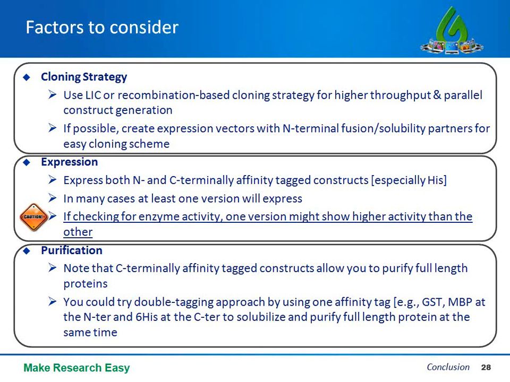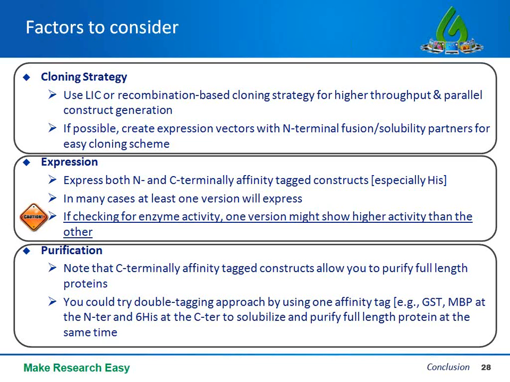So here are some broad recommendations that I can make regarding cloning, expression, and purification. To increase throughput, it might be useful to adopt a ligation-independent cloning or recombination-based cloning strategy. If possible, use expression vectors with N-terminal solubility partners, for easy cloning of all targets. If you don't see target expression with an N-terminal construct, try a C-terminal one instead. That can help sometimes. Also note that if you are checking for enzyme activity, one version might show higher activity than the other.